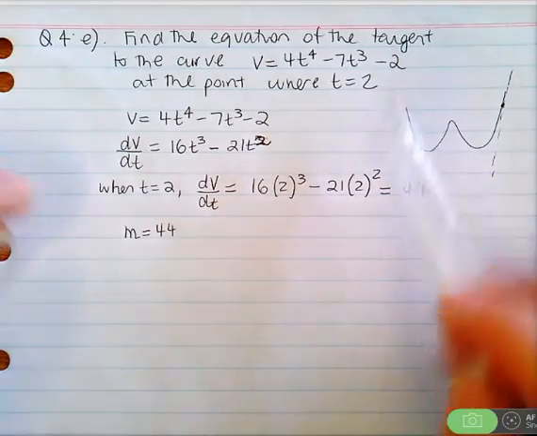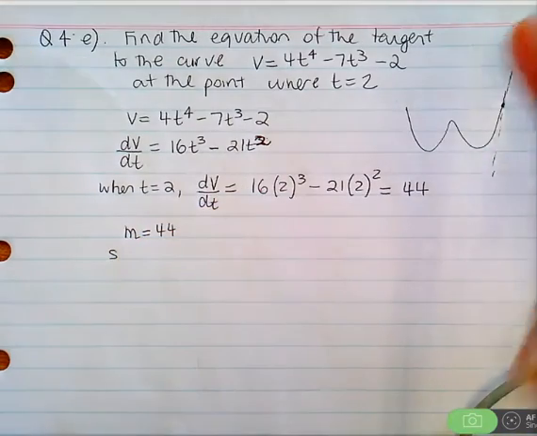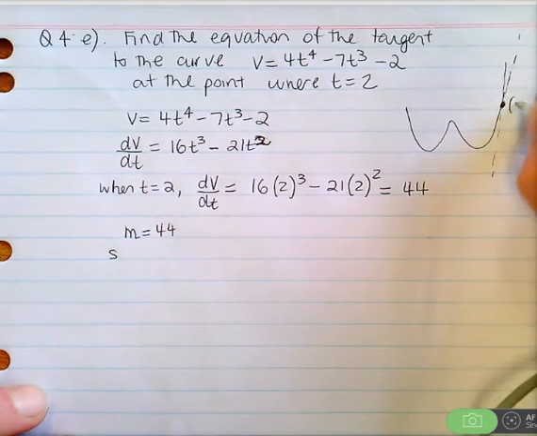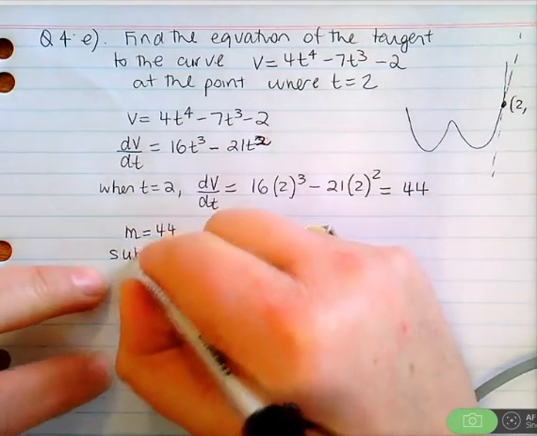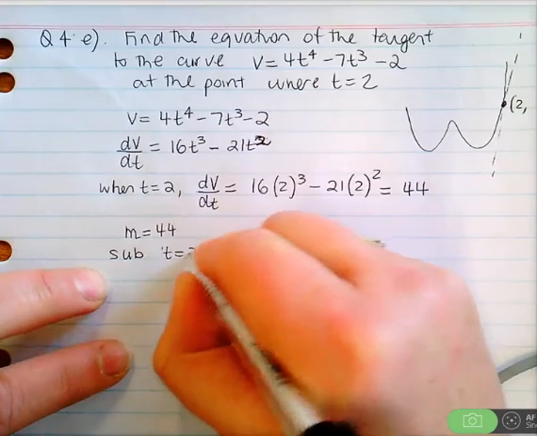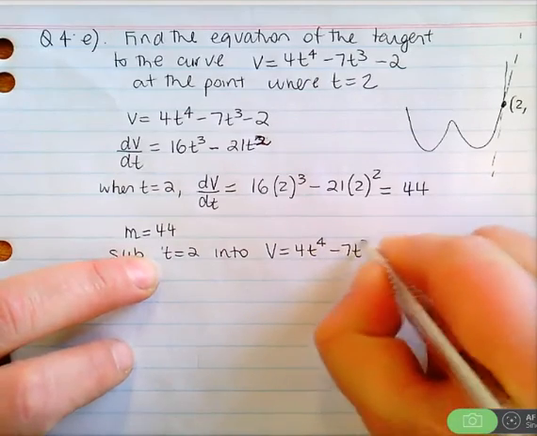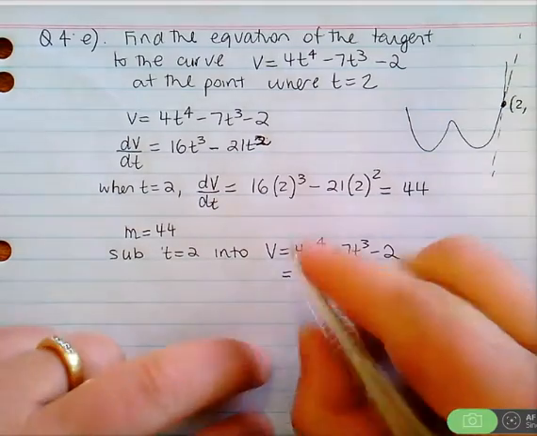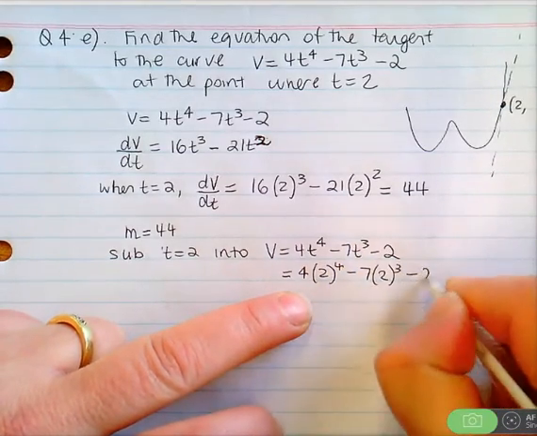Where do I substitute t equals 2 into? The differentiated function or the original? So I need to find the y value, or the v value, of the original function. If this is my curve and this is my gradient, I know here that t is 2, but I need the y value of the curve. So I have to sub t equals 2 into v equals 4t to the 4 minus 7t cubed minus 2, because I need a point on the original curve. So it's 4 times 16 minus 7 times 8 minus 2.